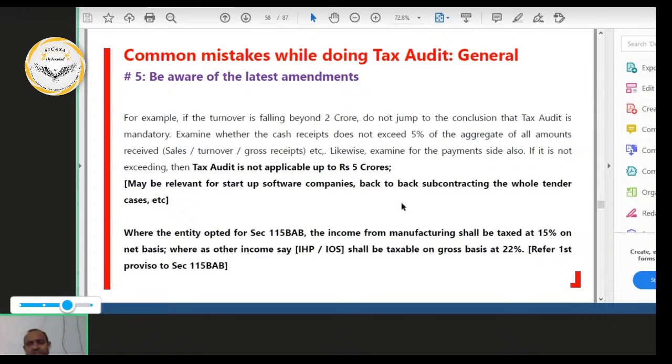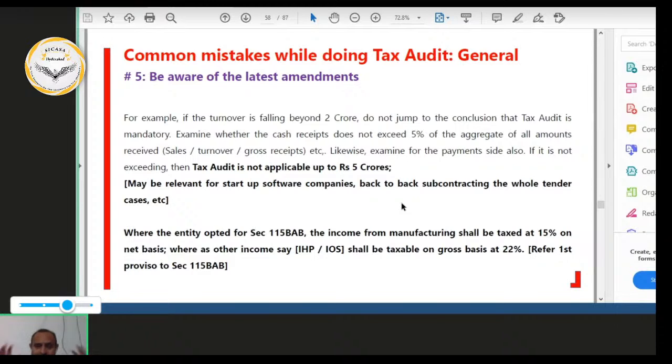What do you mean by gross basis? For example, this particular company has one godown, and they are getting rental income on that godown. That rental income is not used in the business, so they want to offer it under income from house property. Normally, what do you do? Income from house property, less municipal taxes paid, less standard deduction of 30%. Normally, that is the computation. But remember, when you are opting for the 22%, the 30% standard deduction is also not allowed. You should know this point.